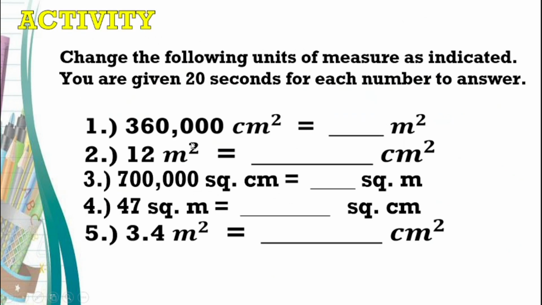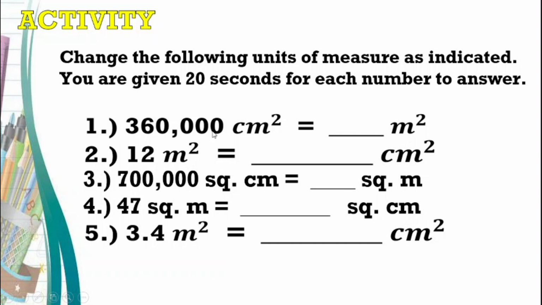So, next. So, for this activity, change the following unit to measure as indicated. You are given 20 seconds for each number to answer. Okay, so let's try to answer. For number 1, 360,000 centimeters squared converted into meters squared.